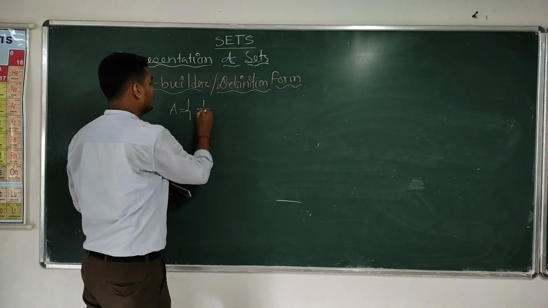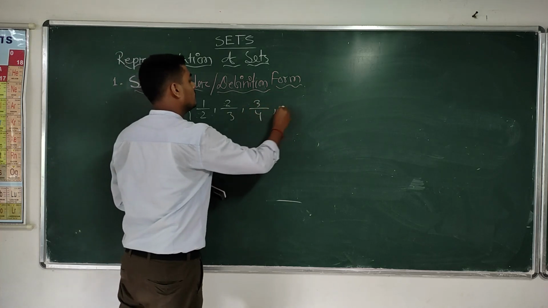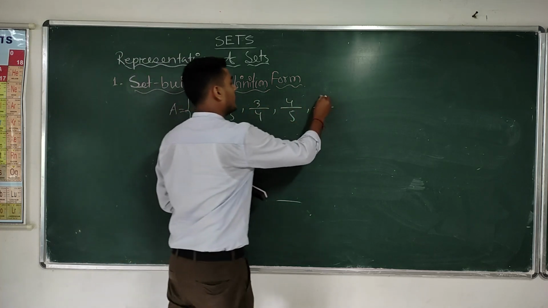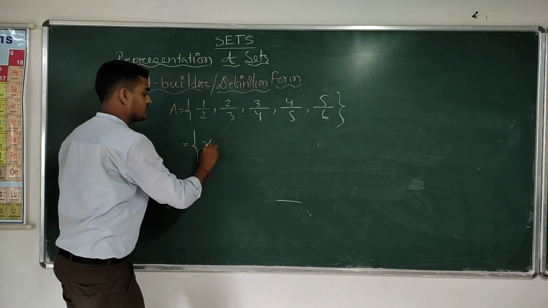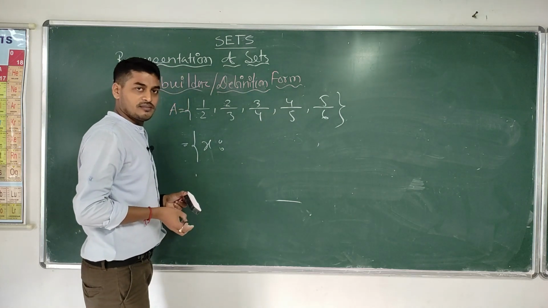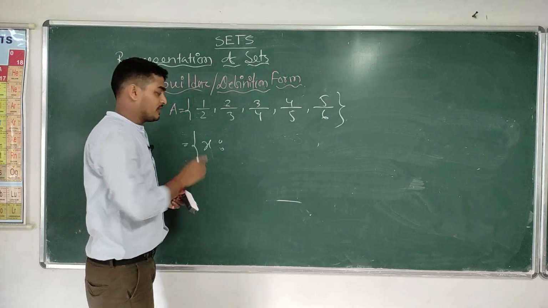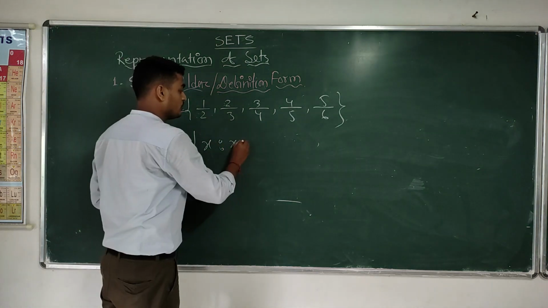Let us consider another example: 1/2, 2/3, 3/4, 4/5, 5/6. First of all, x such that these are natural numbers or what? No, these are not natural numbers. So I do not write x belongs to natural numbers, but they are what? x belongs to rational numbers.